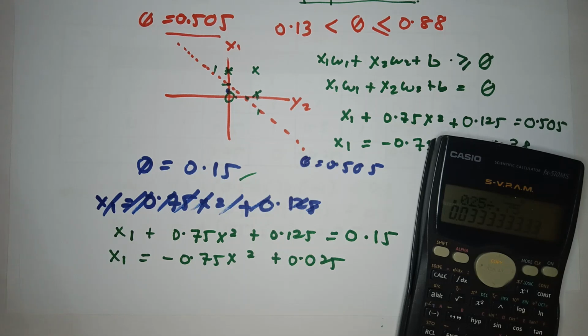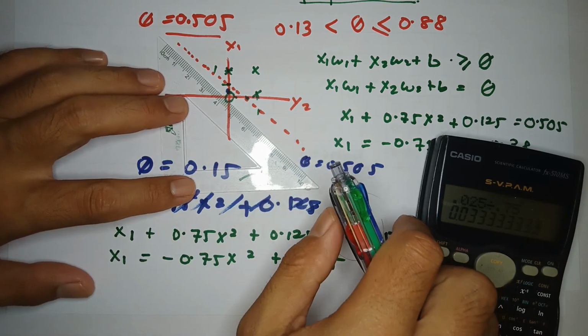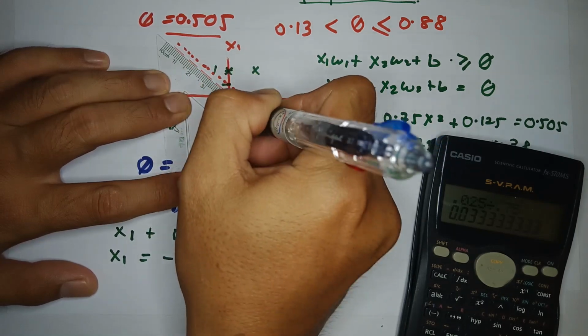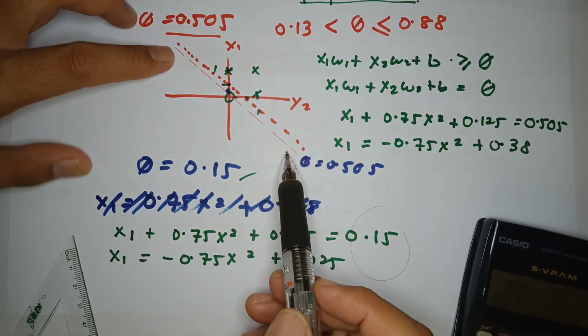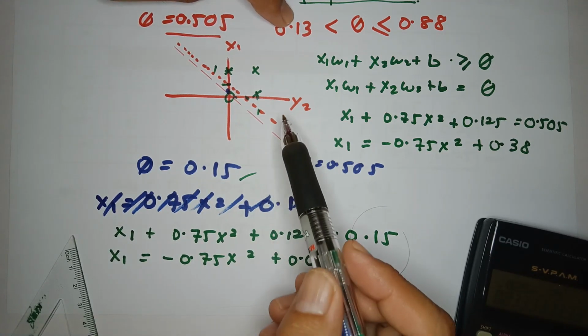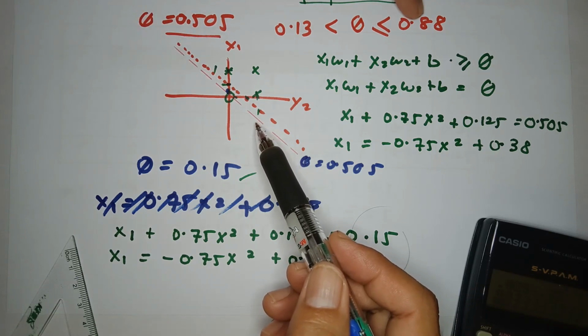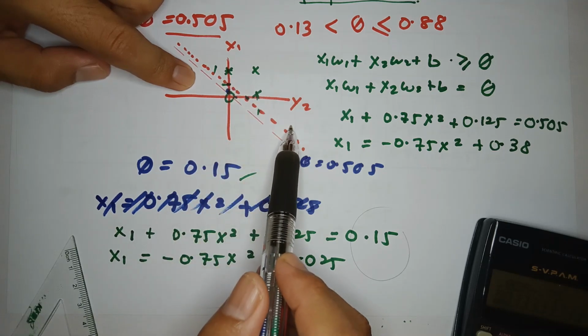If we draw that, let's say I just use the pen because it's quite near. If I draw it, it will be somewhere in here. So this is the meaning. If you select the value very near to here, your decision boundary is very near to this side. If you select 0.88, your decision boundary will be near to this particular side.